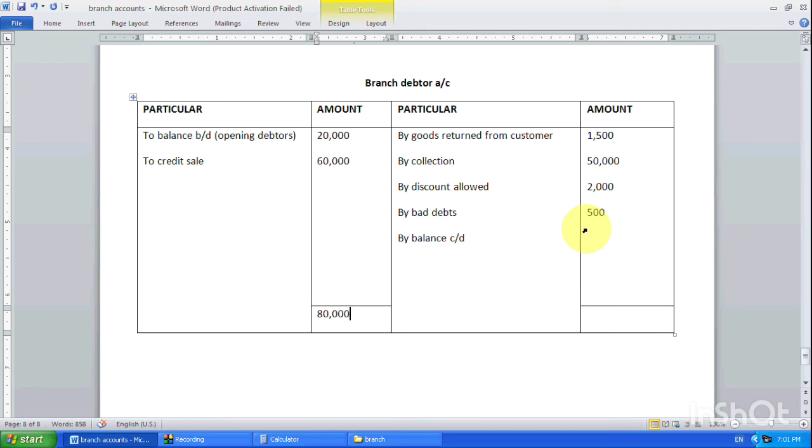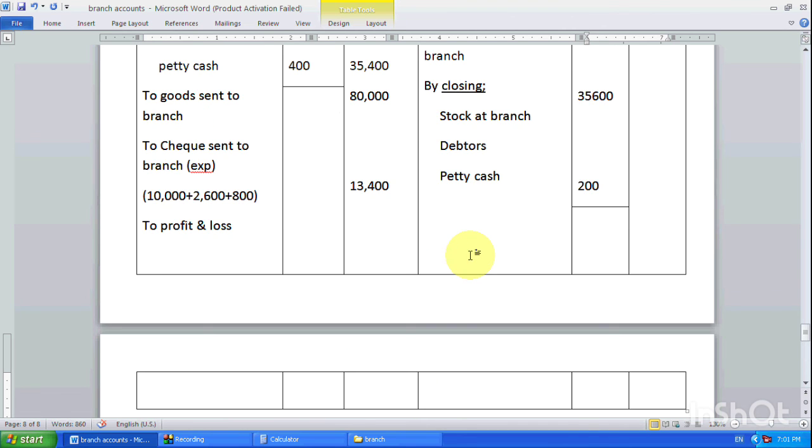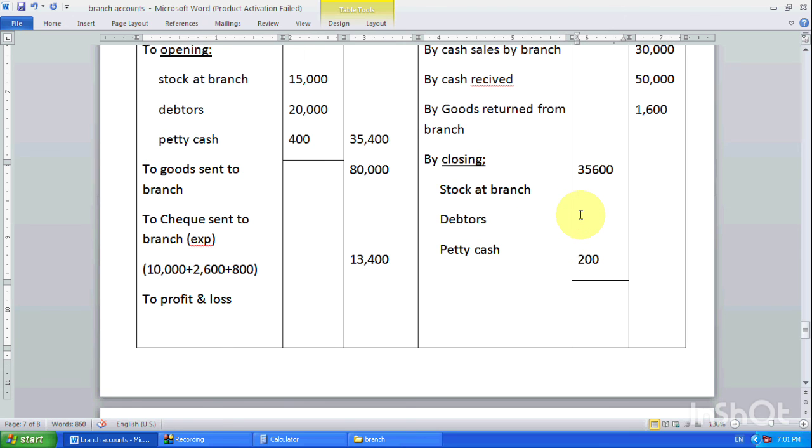Overall 80,000 we are getting on the debit side. So let's calculate the carry down amount, means how much remaining we have to receive from 80,000. This is 50,000, 52,000, 53,000, 54,000. Overall 54,000 we are getting, means 80,000 minus 54,000, 26,000. So 26,000 is the remaining amount, means closing debtors amount. So write the total 80,000. This 26,000 balance carried down we have to transfer from branch debtors to branch account. Right, 26,000 branch debtor.